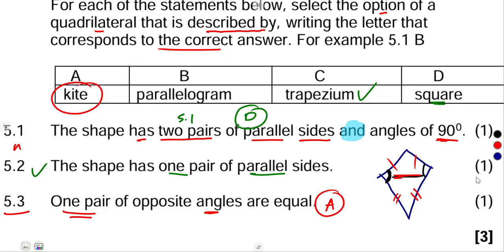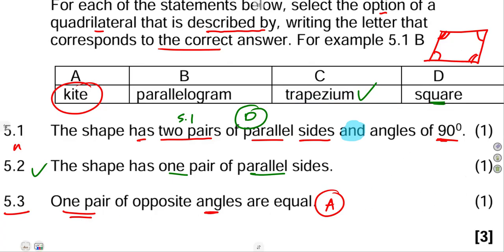That's a kite. Remember, for a parallelogram, both pairs are equal. This one is equal to this, it's a pair. This one is equal to this, it's a pair. So there are two pairs. A trapezium, nothing like that. A square, just like a trapezium, is two, not one. So the best answer there was going to be a kite. It's only one pair. So that was going to be A.